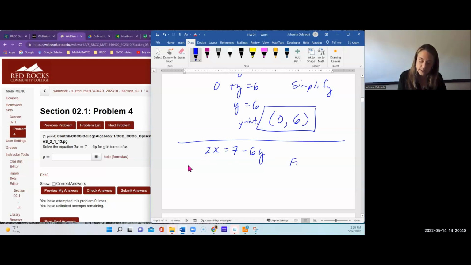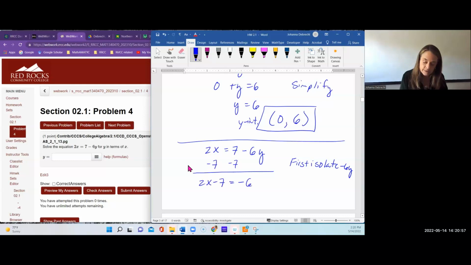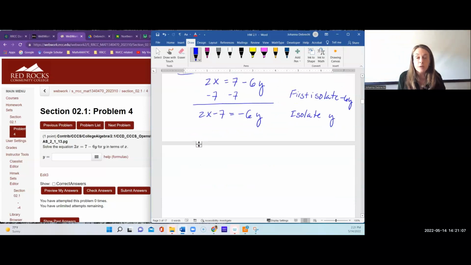So first we're going to isolate the negative 6y. We isolate the term that has y in it. So we can subtract the 7 from both sides. That gives me 2x minus 7 equal negative 6y. Now we want to isolate y by dividing by negative 6. There are 2 ways of writing this answer. I would accept either one on the exam.